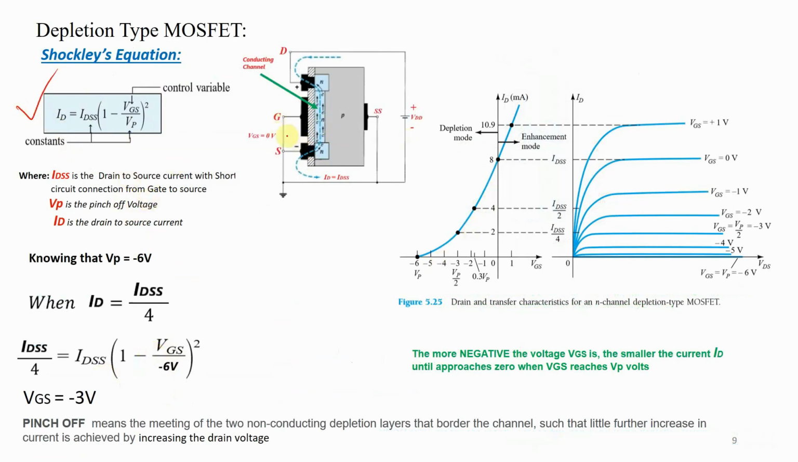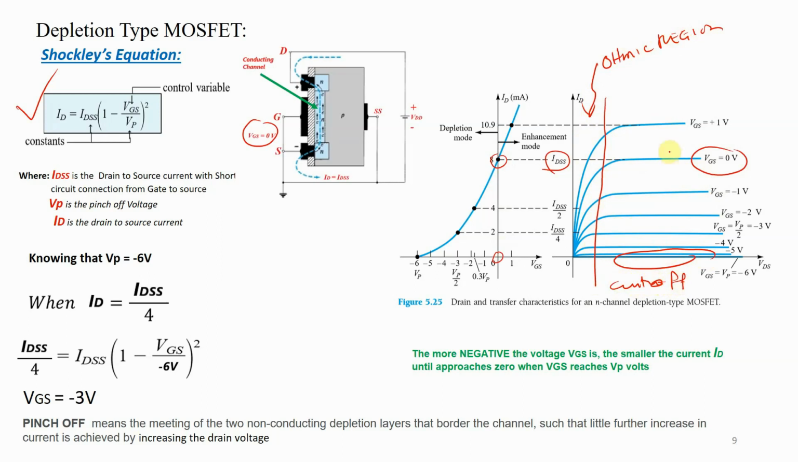Now, suppose we have here 0. When VGS is equal to 0, we have a maximum current, which is already IDSS. That is when VGS is equal to 0. This is the plot of ID versus VGS. This is the ohmic region here. This is the cut-off region on this side, and this is the saturation region. In order for the MOSFET to be used as an amplifier, it must operate in saturation.